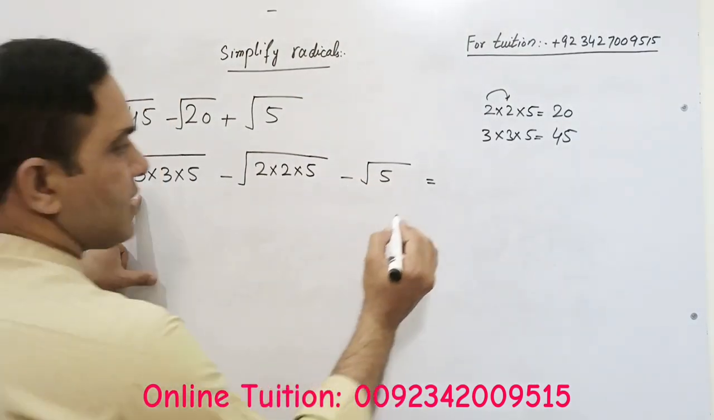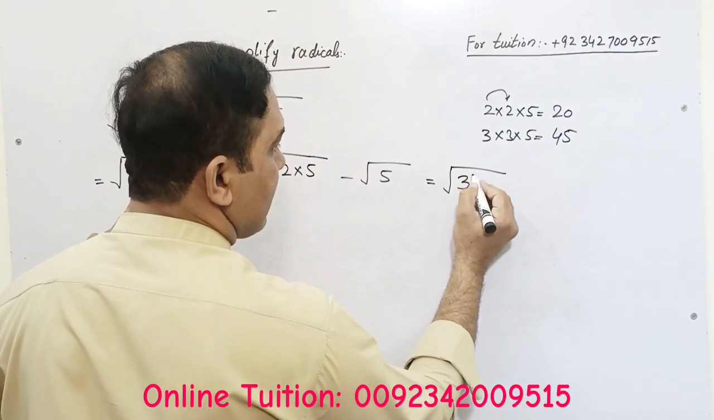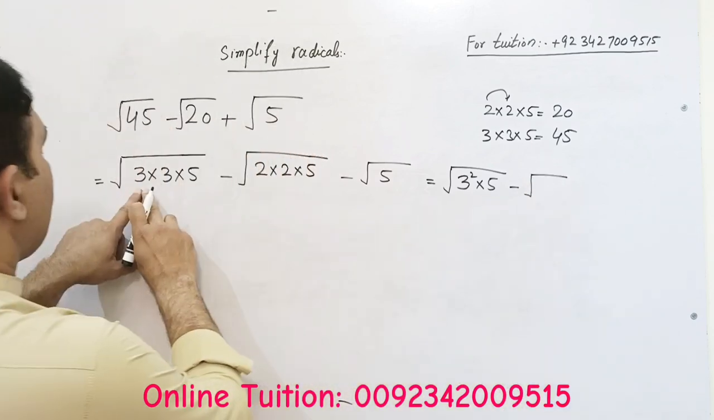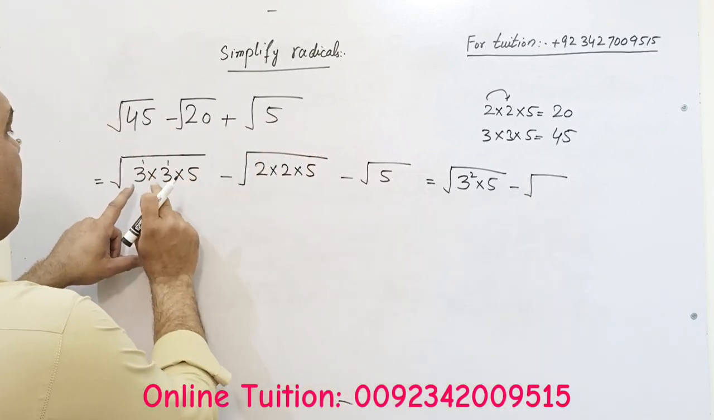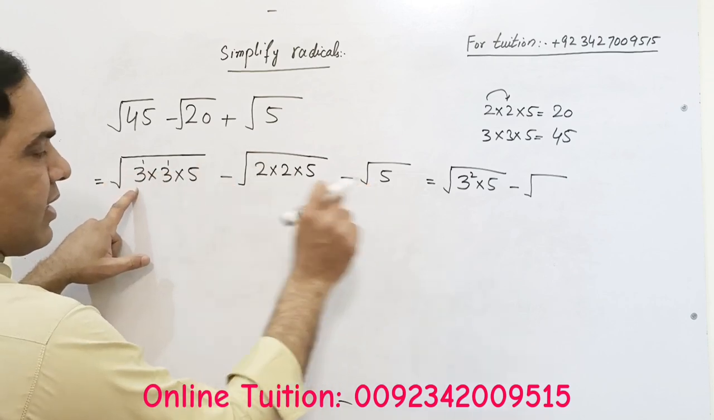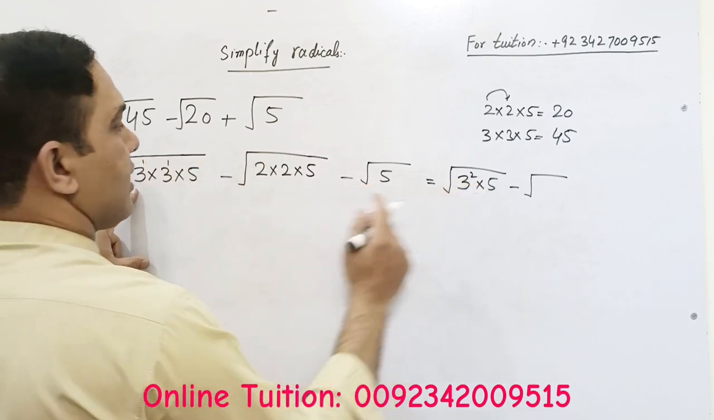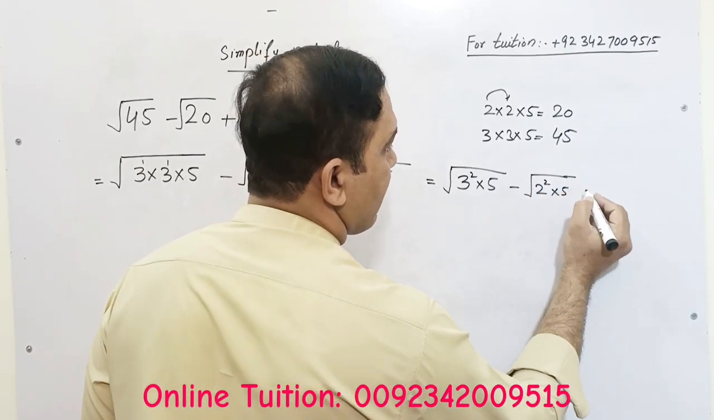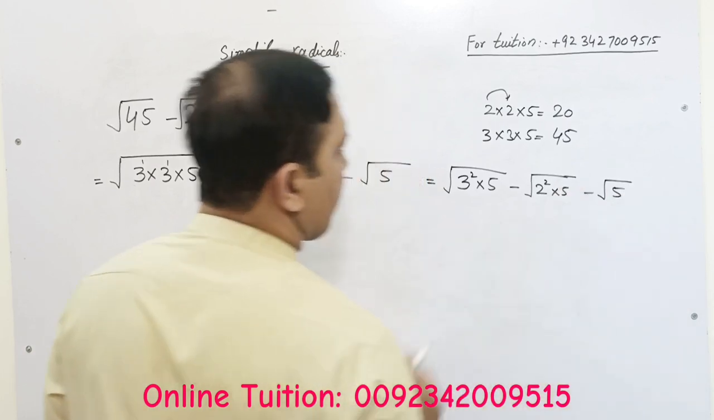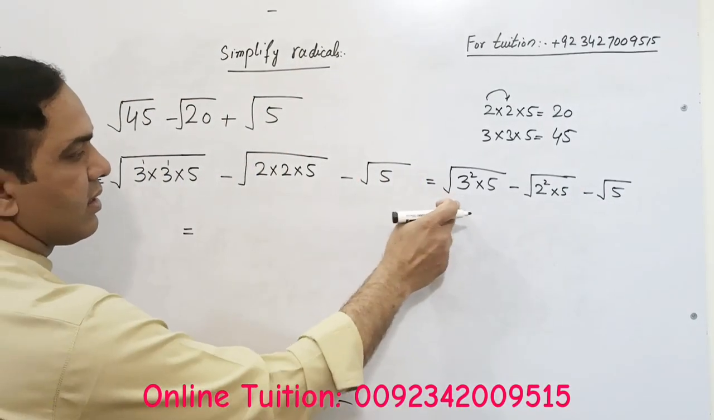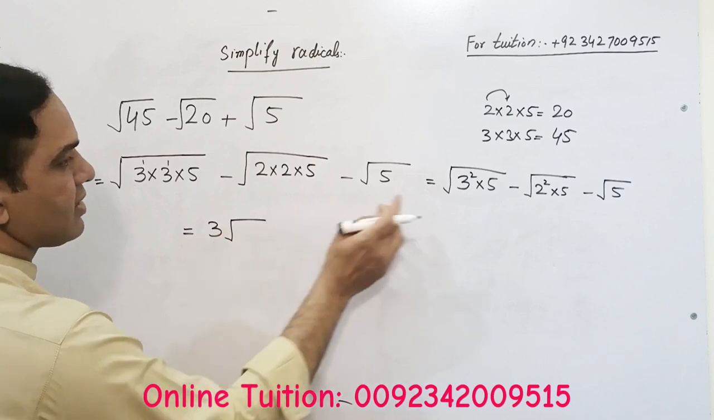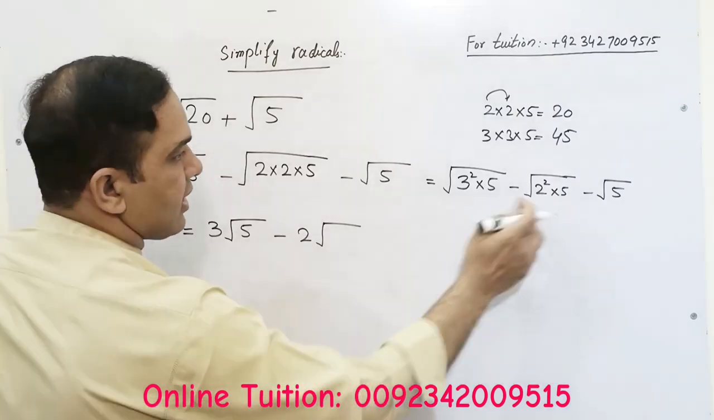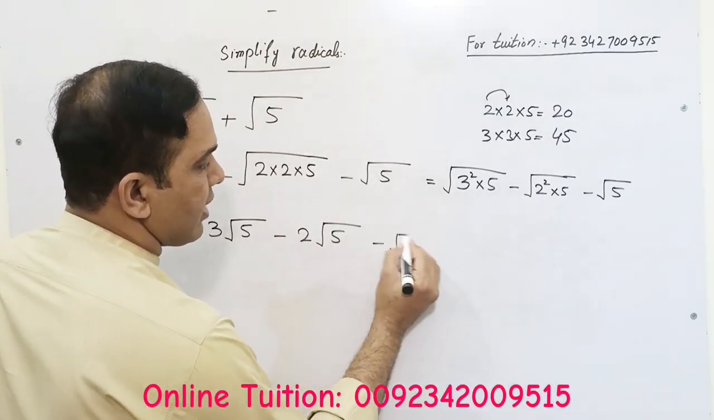Clear? This will be simplified in this way: 3 square multiply 5 negative 2 square multiply 5. When same numbers are multiplied, their powers will be added. Similarly, here also it will be like this. Now 3 multiply square root of 5, negative 2 multiply square root of 5, and after that square root of 5. The 3 will be out of the square root because this is a square, and the 2 will be out of the square root because this is a square.